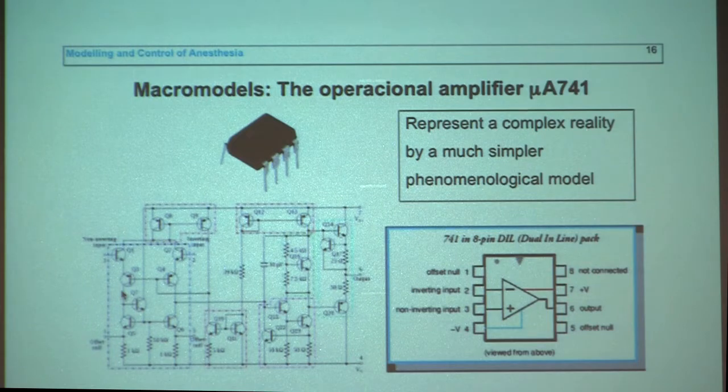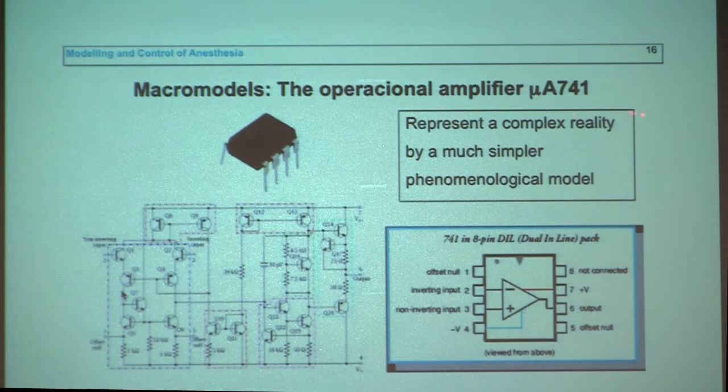Now, why have I placed here the classical operational amplifier, the μA741? To point out the following: if you want to model the neuromuscular blockade, of course you can start writing equations for all the processes I mentioned. The propagation of the electrical impulse, the gated ions, and so on. It's possible, and there are people that have done that. But in the end, you come out with a huge model, okay? And to parameterize this model would be a nightmare.